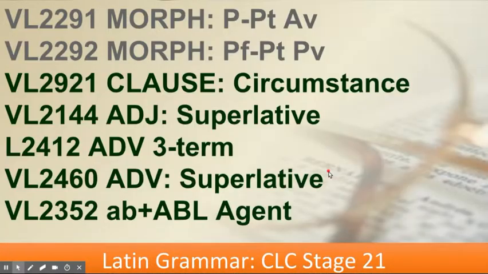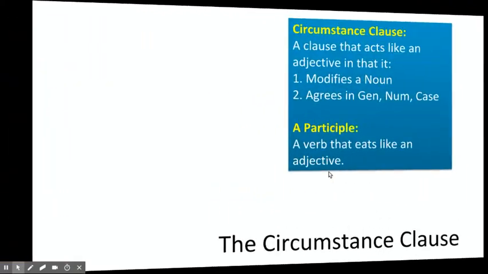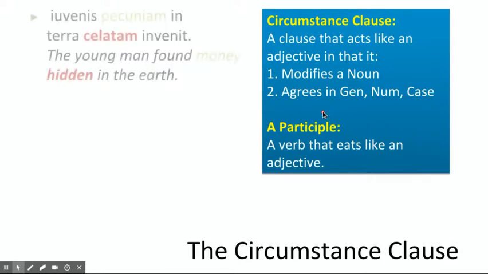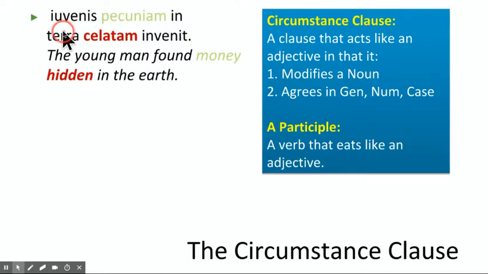All right, so what does this signify? Let's talk a little bit more about the circumstance clause. Remember, every time you have a verb, you have a clause. A circumstance clause is a clause where the entire thing acts like an adjective. It modifies a noun. It agrees in gender, number, case. A clause, it's a verb. It's a participle. You have to have the participle with it. So the young man, we have a participle right here. Celatam, accusative feminine singular, agreeing with pecuniam, having been hidden.